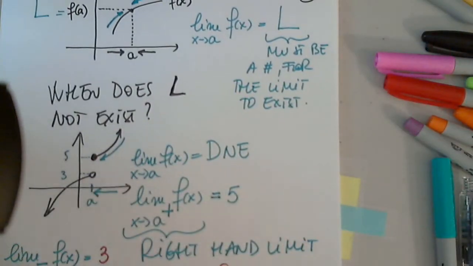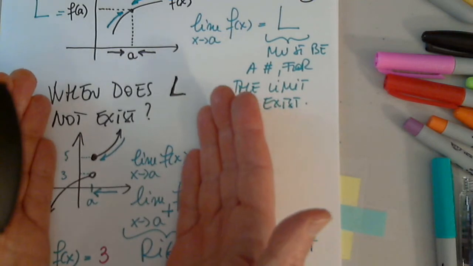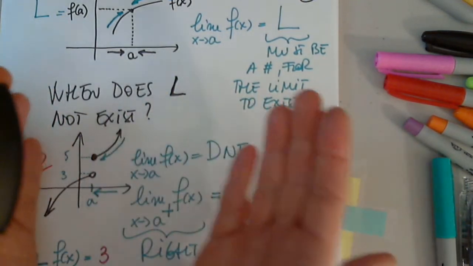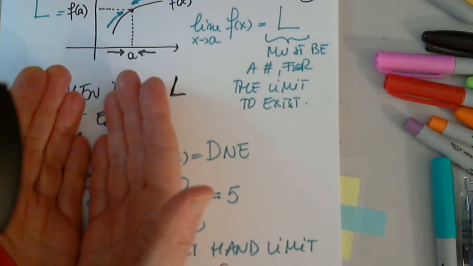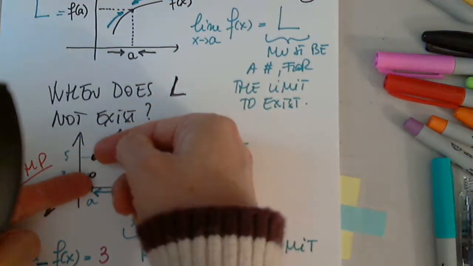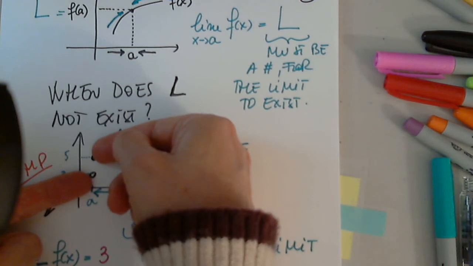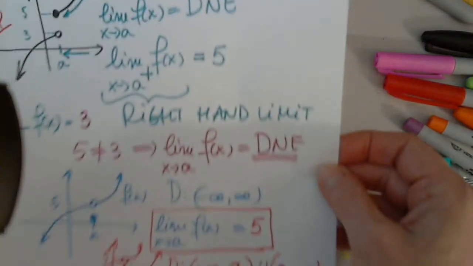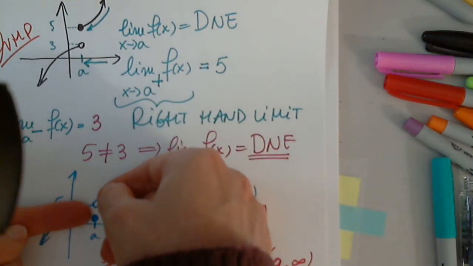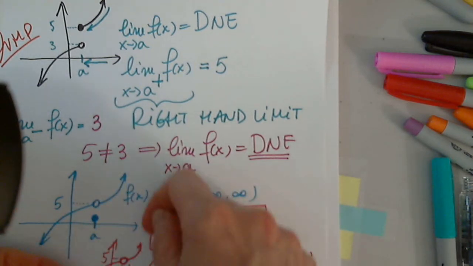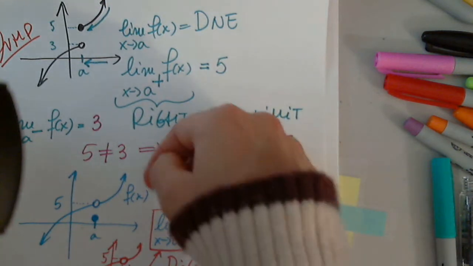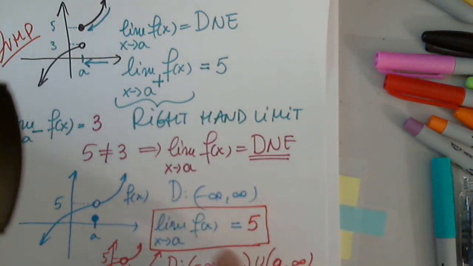So this here is called a jump. In this case, the limit from the left exists, the limit from the right exists, but the limit from either side does not, because the function does not approach one number that I can name. Here, in both situations, the function approaches one number, and I can name that number. Defined or not, doesn't matter. As x approaches a from either side, the function values approach 5. The limit exists in both cases, defined or not.